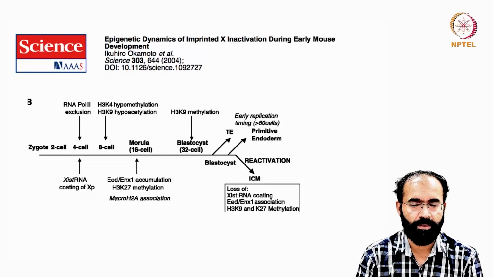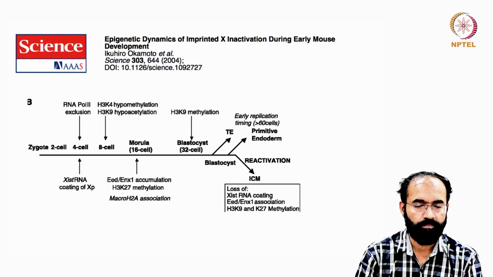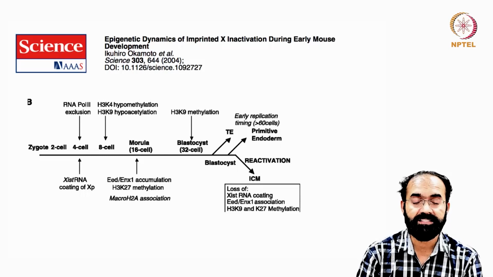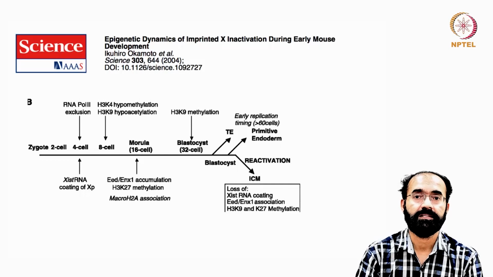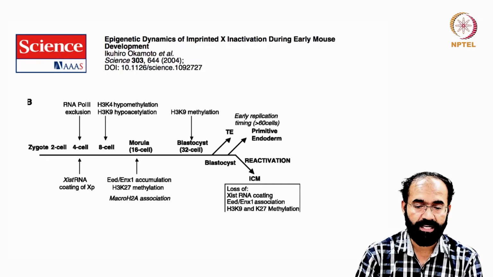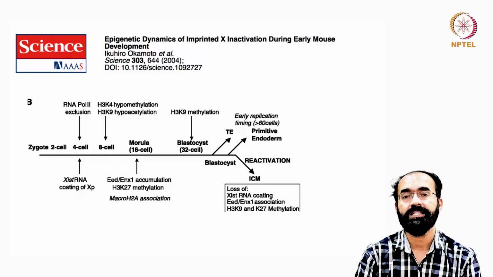So this is an article that was published in Science a few years ago, a very interesting article, on epigenetic dynamics of imprinted X inactivation during early mouse development. It was published in 2004. Here they categorically show the zygote is a single cell stage, it becomes 2 cell, 4 cell, 8 cell, and 16 cell stage onwards is morula, and the blastocyst stage is around 32 cell stage, and we can see that this will give rise to other structures like trophectoderm and also primitive endoderm and inner cell mass. The inner cell mass of the blastula is called ICM. So that has the stem cell characteristics.